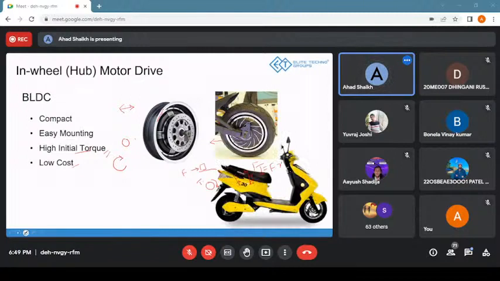Let me just erase these things. Yeah, so there could be other benefits of having a BLDC hub motor. In this model you can see there is a motor attached in a wheel. So the advantage it brings is that, since the motor is not placed somewhere in the body, that space becomes vacant, and in that space you can put extra batteries. Okay, and may I know how putting extra batteries will affect the overall performance of the vehicle?